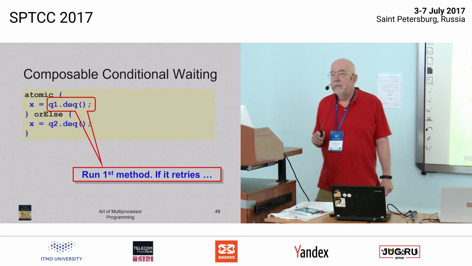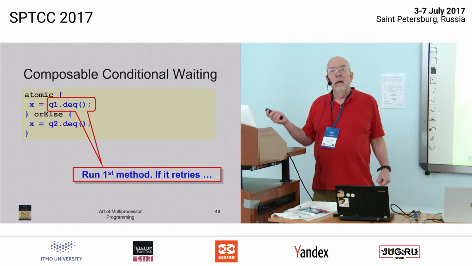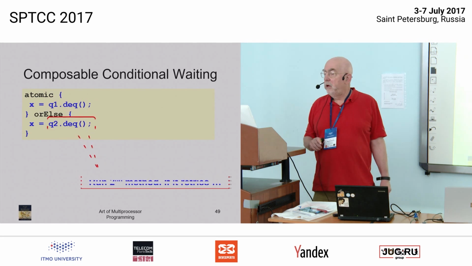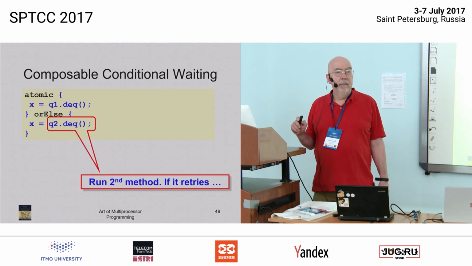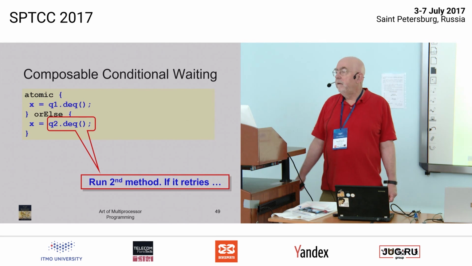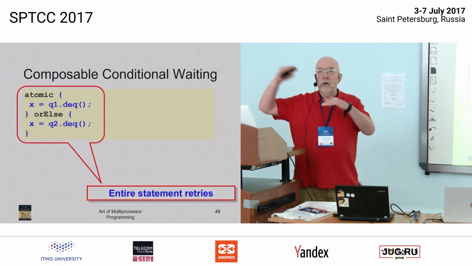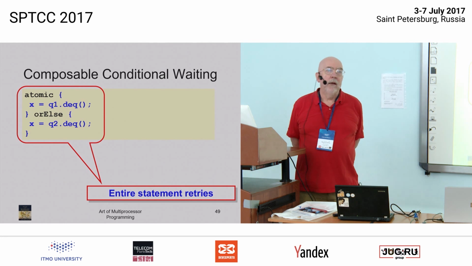So I run one method, so I do a dequeue. The dequeue can't find anything, so it says retry, wake me up later. Instead of going to sleep, I say, well, I have an orElse clause here, so I'm going to try the second method. So orElse says, try this. If it doesn't work, then try something else. If neither one works, then you retry the entire statement. So it's a kind of hierarchical waiting property. And this gives you the ability to say, let me know when something changes in one buffer or the other buffer. So this is a modular solution to this problem that has no real solution in Java or related languages.